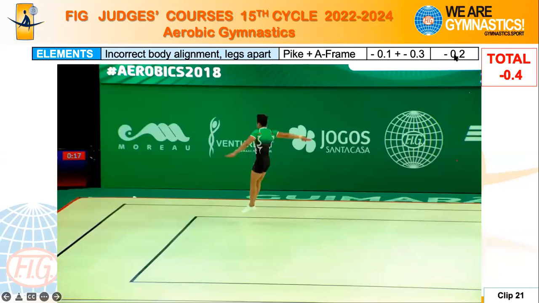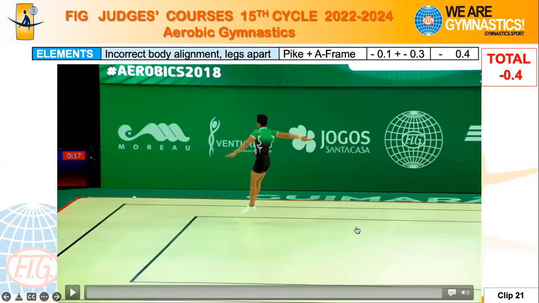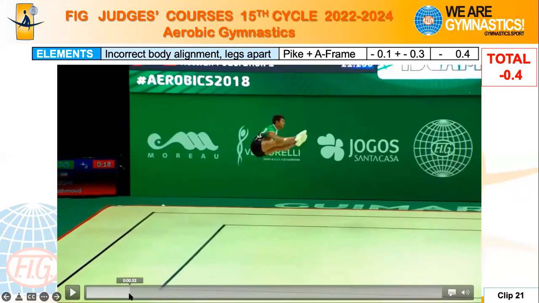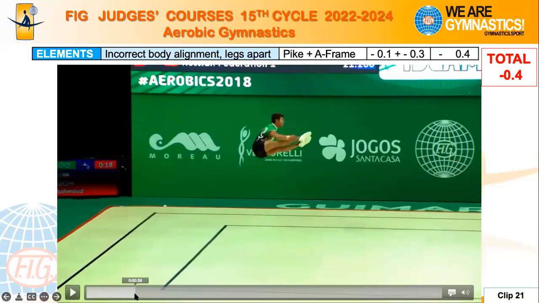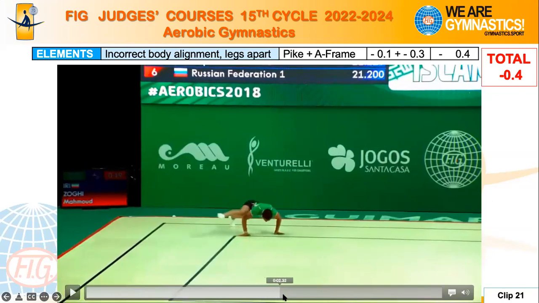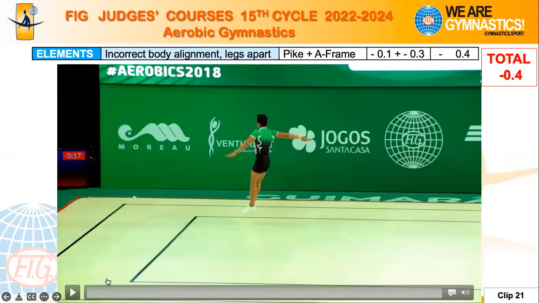Oh, sorry, this is not 0.2, this is 0.4. I am very sorry, I will change it so that it's correct. Here we go. I'll show you again. He goes to pike, already slanted, and then if you see the A-frame, this is with the Wenson, it's medium.